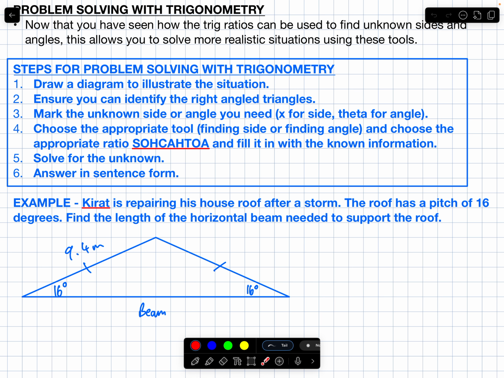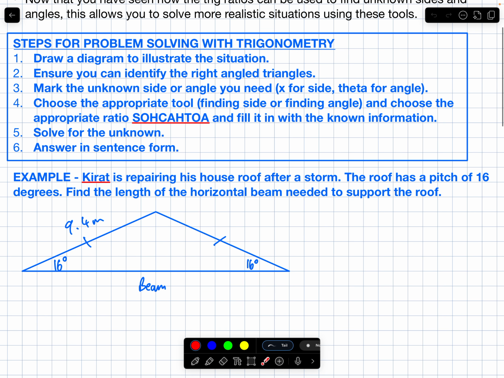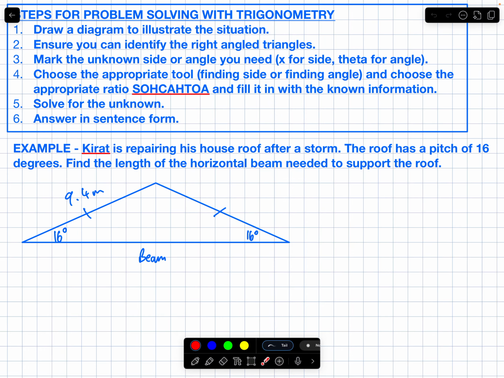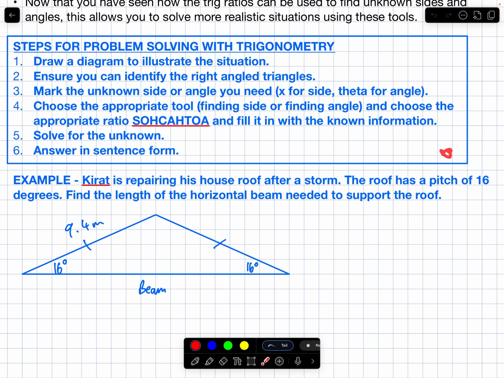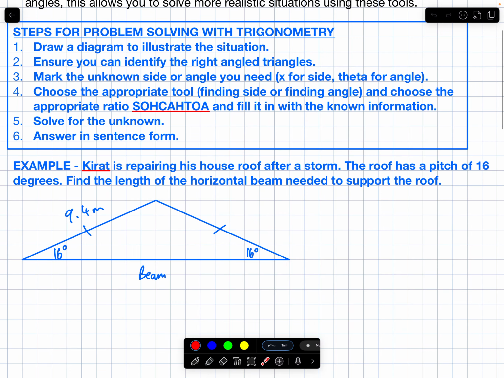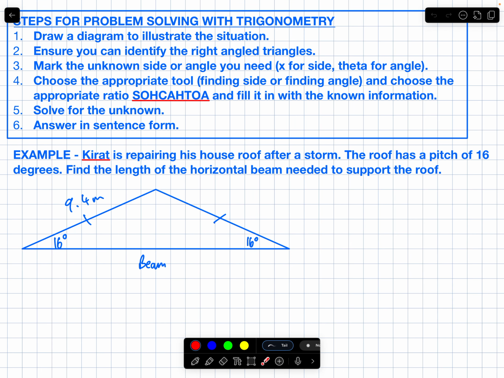Step 4, choose the appropriate tool. Either you're finding a side or you're finding an angle, so you refer back to those two lessons. One was about finding sides, one was about finding angles. You use those techniques. And you also have to choose the appropriate ratio from SOHCAHTOA, and fill it in with the known information. Step 5, solve for the unknown. Step 6, make sure you write your last mark answer in sentence form. If you're watching this video, you would pause at this point and copy down the rectangle. But for the purpose of the recording, I'm going to move on.